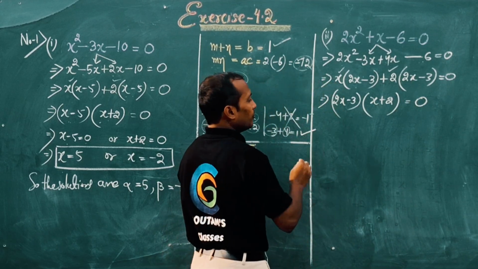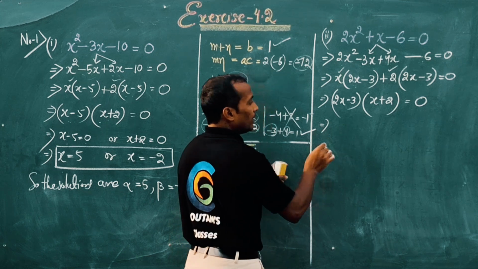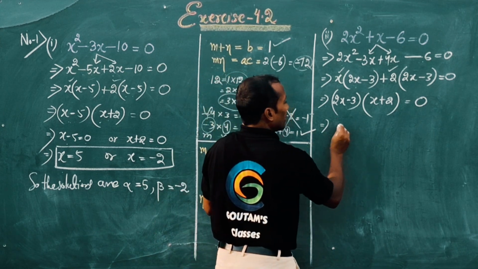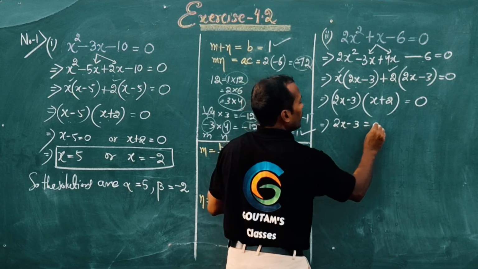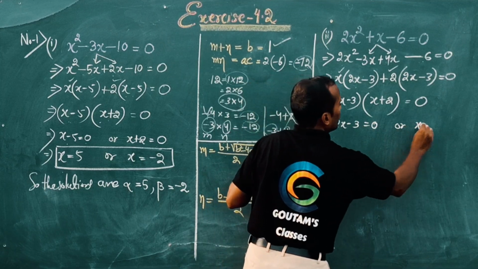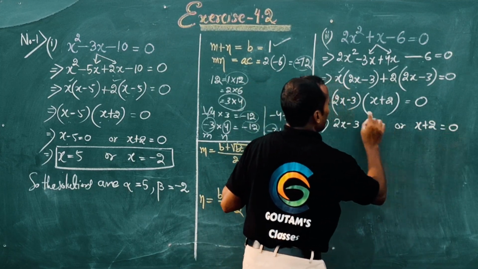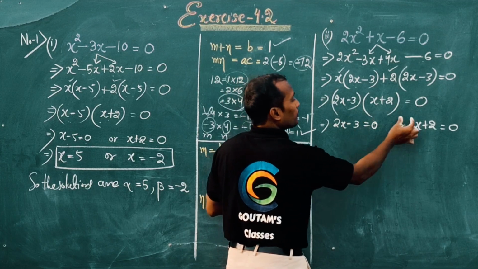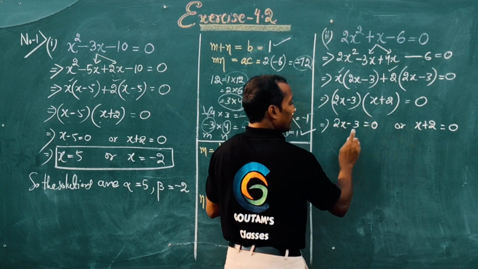Now factorization is over. Next part is solving the equation to get the solutions or roots. So either 2x minus 3 is 0 or x plus 2 is 0. Product of these two polynomials is 0. So either this polynomial is 0 or this polynomial is 0, or both of them are 0.